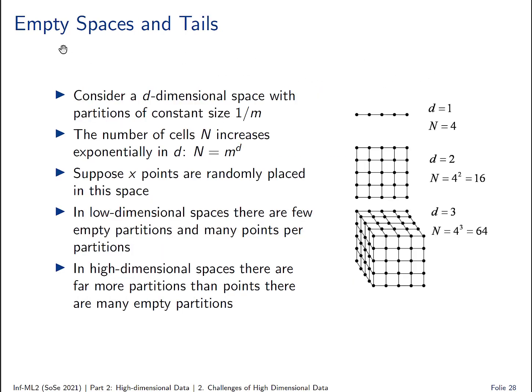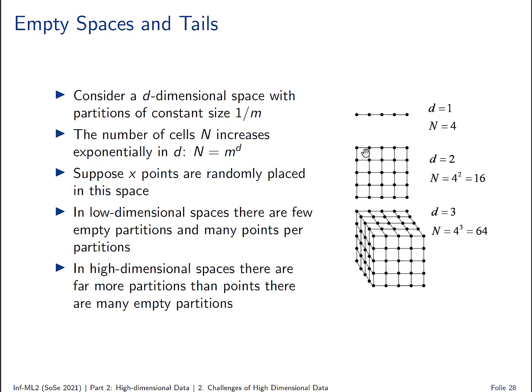And then this point of empty spaces and empty tails. So first of all, empty spaces. Consider a d-dimensional space with partitions of constant size 1 times m, for example. Here, for example, we have a 1-dimensional data space, and we want to have, say, 4 cells. So we have 1, 2, 3, 4 partitions. Now if we increase d, the number of cells also increases, and it even increases exponentially.